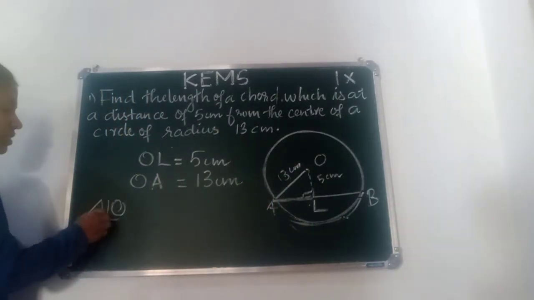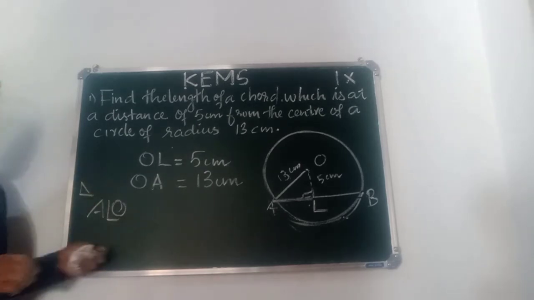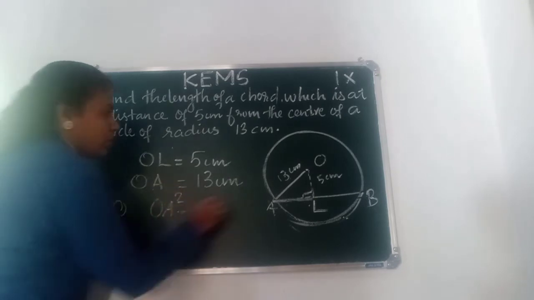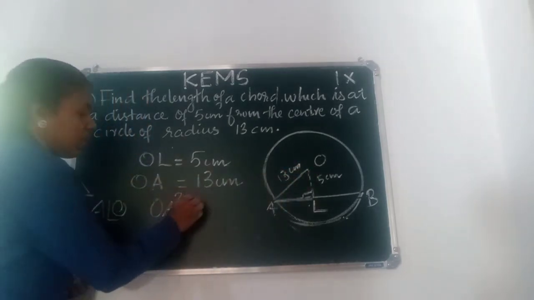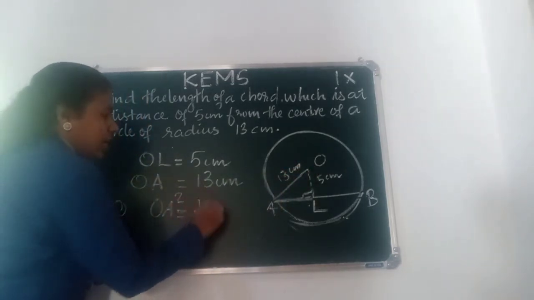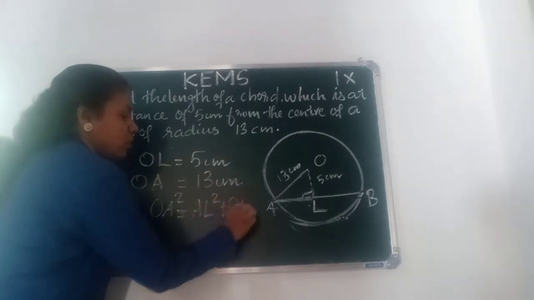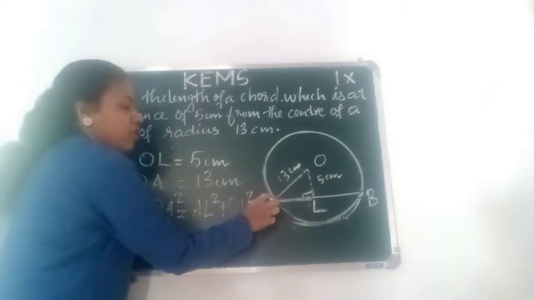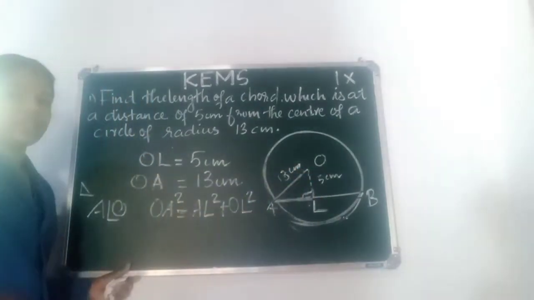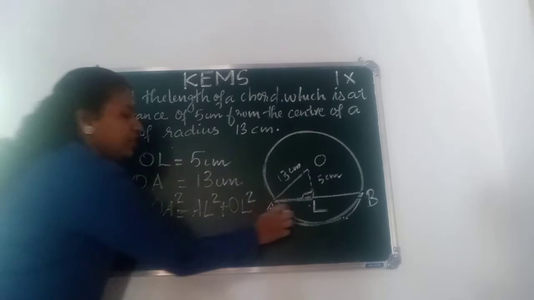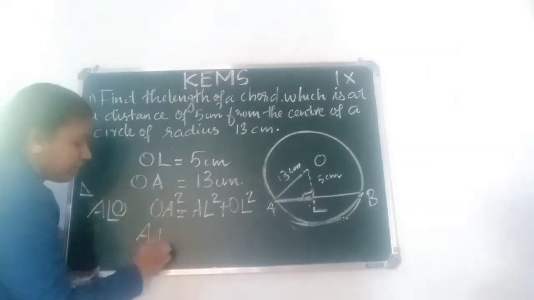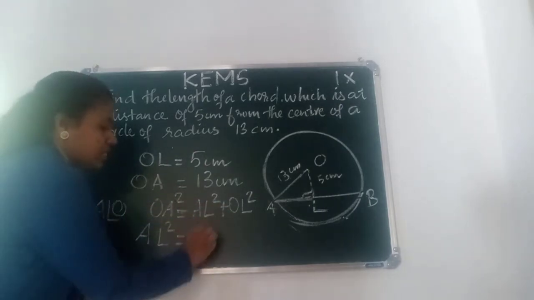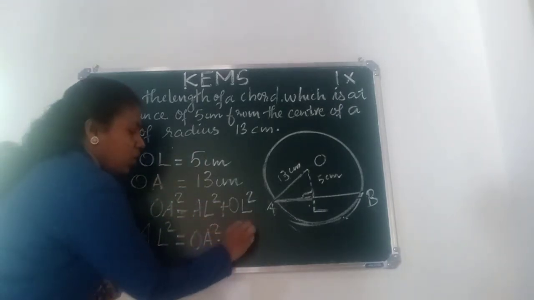First write, this is the right angle triangle ALO. Here OA square, this longest side square, equals AL square plus OL square. It is the Pythagoras theorem: this side square equals the sum of the squares of the other two sides. Now we need to find AL. So write that AL square equals OA square minus OL square.